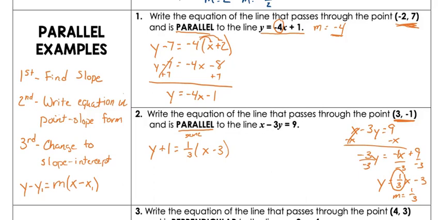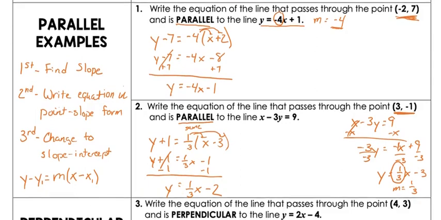And now we're just changing it back into y equals mx plus b. Remember, we start with distribution. So 1/3 x. 1/3 times -3 is -1. And then I need to get the y by itself, so I'm going to move that constant. I'm going to undo addition of 1 with subtraction of 1. So y equals 1/3 x minus 2. That is my new equation for a line that is parallel to x minus 3y equals 9 and goes through 3, -1.